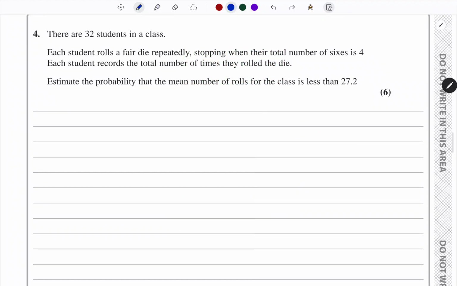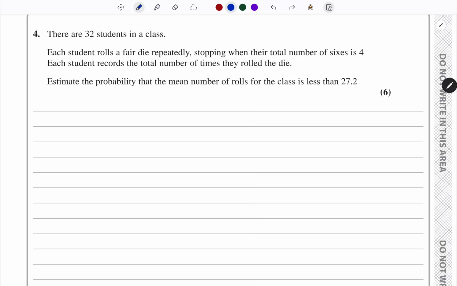Let's use blue ink, sorry. So number 4: there are 32 students in a class. Each student rolls a fair die repeatedly, stopping when their total number of sixes is 4. Each student records the total number of times they rolled the die. Estimate the probability that the mean number of rolls for the class is less than 27.2.